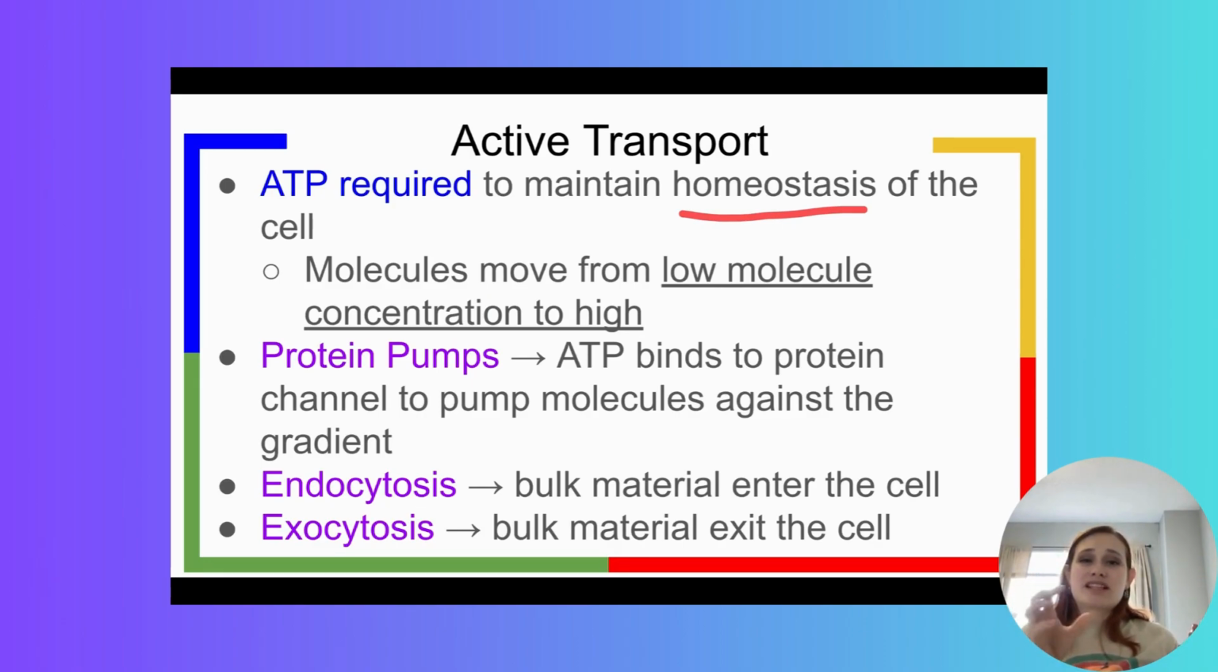So if the cell really does not want a certain molecule, it's going to pump it out. If it really needs more because some sort of process is going to occur, it's going to pump a whole bunch in. So there's three main types of active transport. The first one is protein pumps. ATP will bind to a protein channel and pump the molecules against a gradient, either in or out of the cell. Endocytosis, again, endo inside, cyto cell, material goes inside the cell. Exocytosis, exo is outside, cyto cell, so molecules go outside the cell.